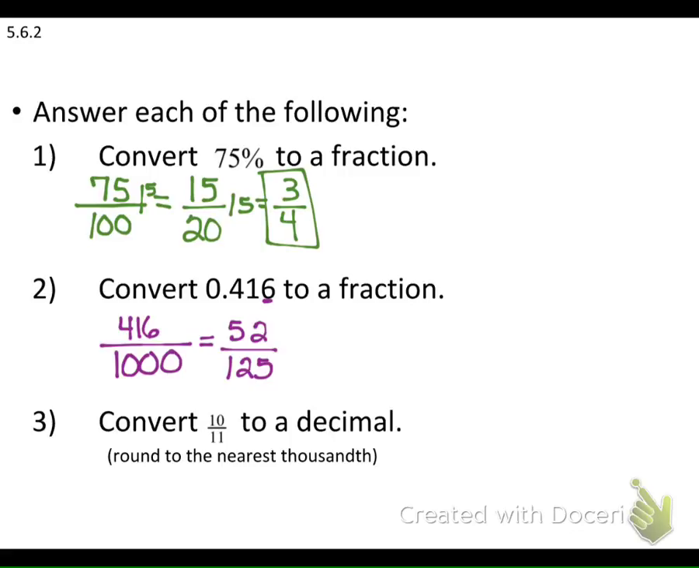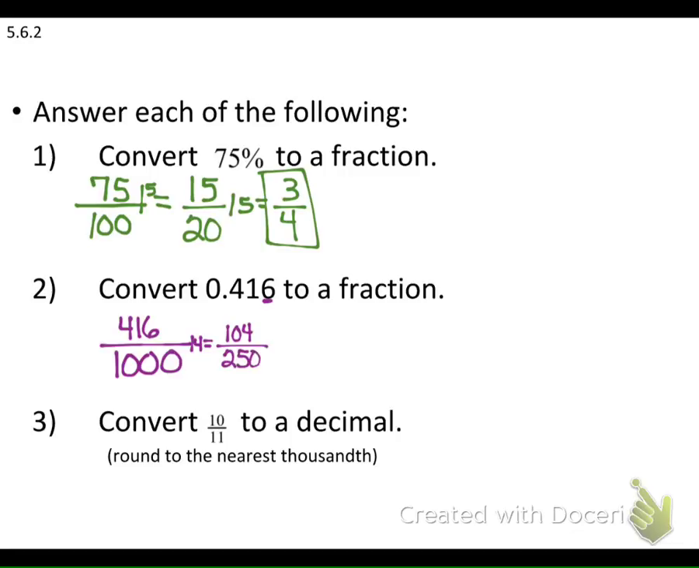Here, let's make it a little bit easier. Okay, if we're going to work it out, looking at 416 and 1,000, what are both of these numbers divisible by? Darius? 4. So what's 416 divided by 4 equal? 104 over 250. And then 1,000 divided by 4 is 250.